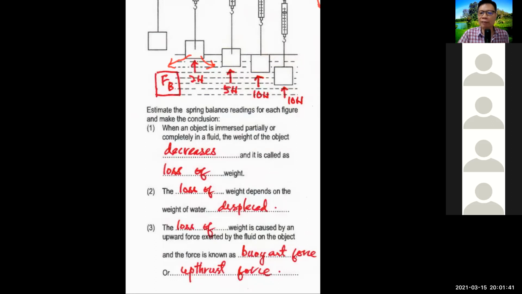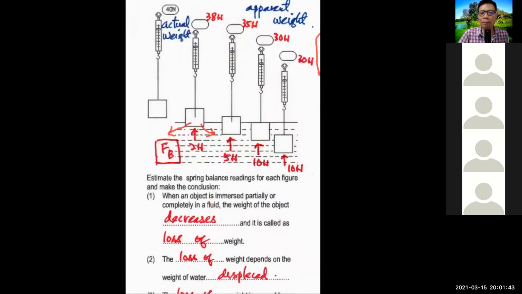How to get the buoyant force? How does an object floating in the water produce a buoyant force? Can you repeat, sir? Okay, I repeat the question. When an object is submerged into the water, you have buoyant force, isn't it? So this buoyant force actually comes from where? There must be something. Where does this buoyant force come from?